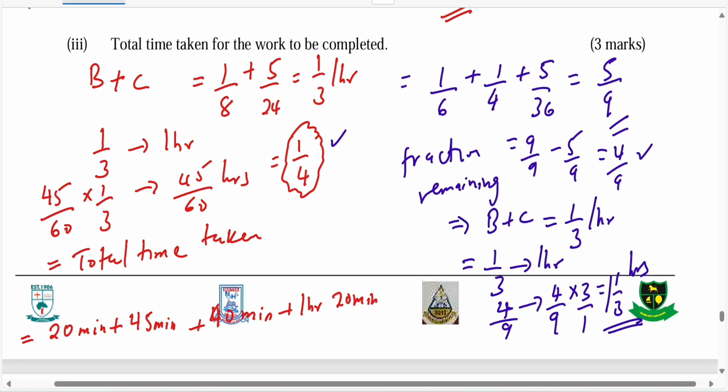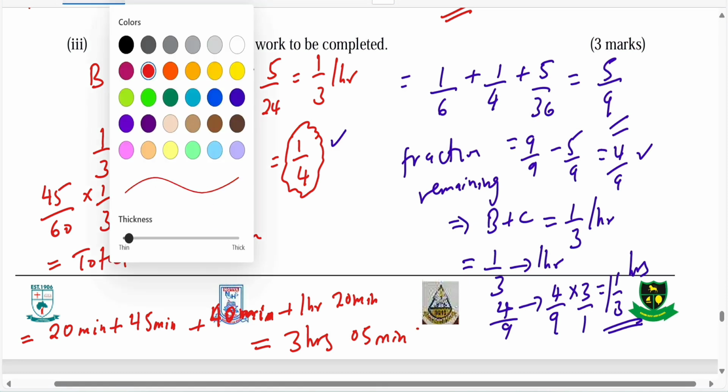So remember hii ni 40 minutes. So this is 40 minutes. So if you add those up, 20 minutes plus 45 minutes plus 40 minutes plus 1 hour 20 minutes, itakuwa ngapi? So basically 20 plus 40 ni 1 hour. 1 hour itakuwa 2 hours 20 minutes. 2 hours 20 minutes plus 45. Automatically at the end of the day watafanya 3 hours and 5 minutes. So, and that is your answer.